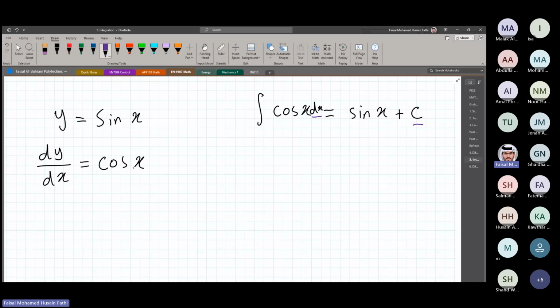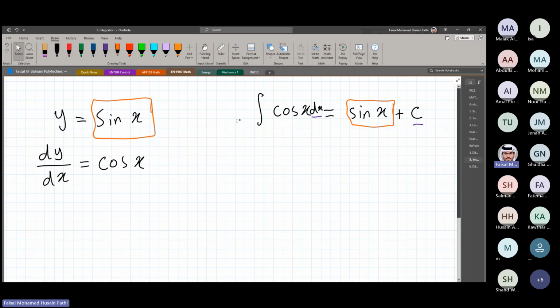Because it is the opposite of differentiation, it has to go back to this original value, which is sine of x. The plus c in this case is 0, but sometimes it could be a different constant. Okay? So this is basically what integration is all about. You are doing the reverse of what you are usually doing with differentiation.